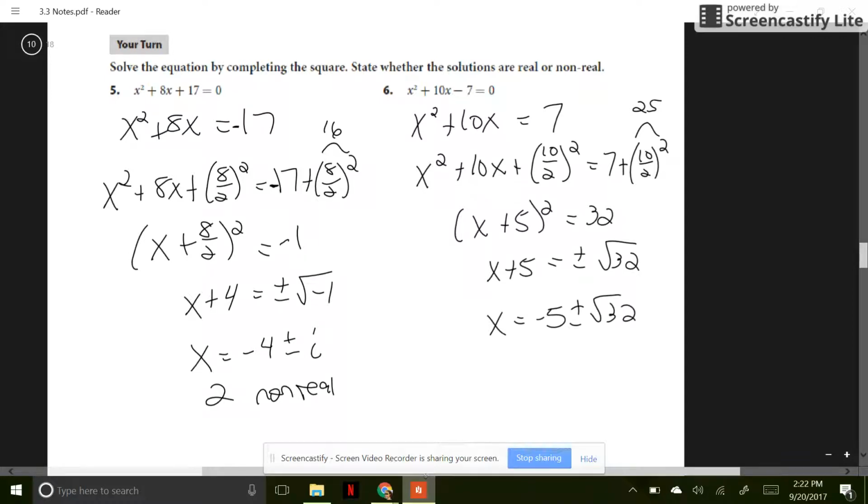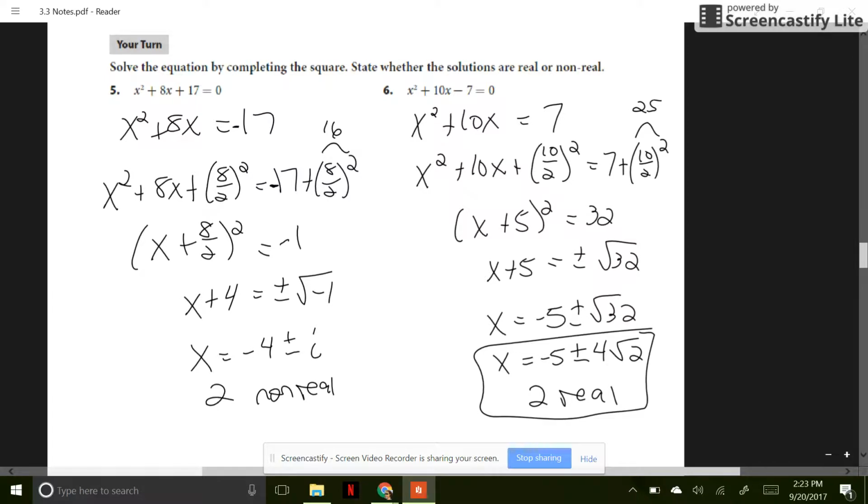And if we do a little simplifying on our root 32, 32 is made up of 16 times 2. Square root of 16 is 4. 2 has to stay inside. Now we don't have any i's, so that means we will have 2 real solutions here.